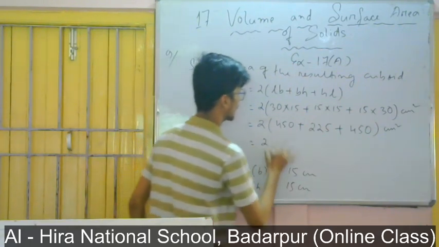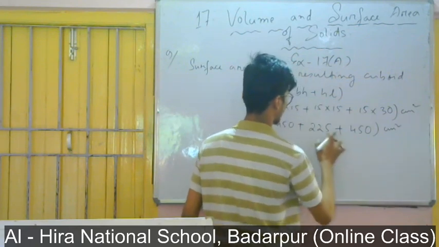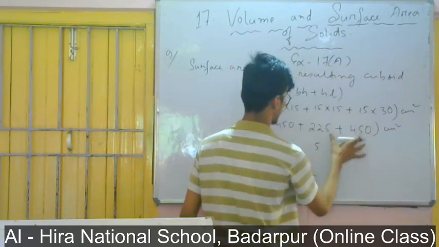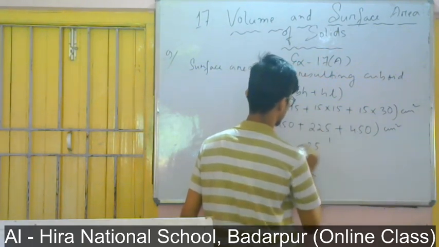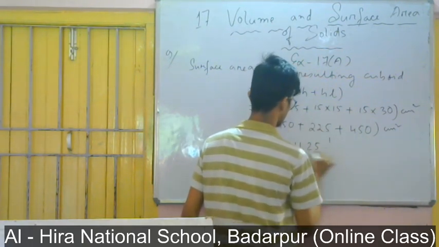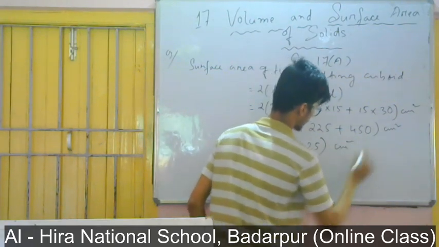So now I will add this one. 0, 5, okay, it will be 5, then 5, 6, 7, sorry, 5, 5, 10, 11, 12, 1, 4, 5, 6, 7, 8, 9, 10 and 1 is 11, 1125. 2 into 1125 centimeter square.